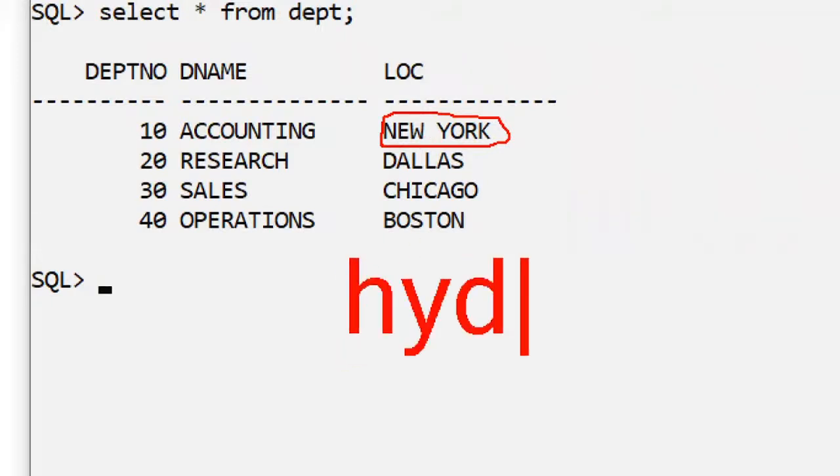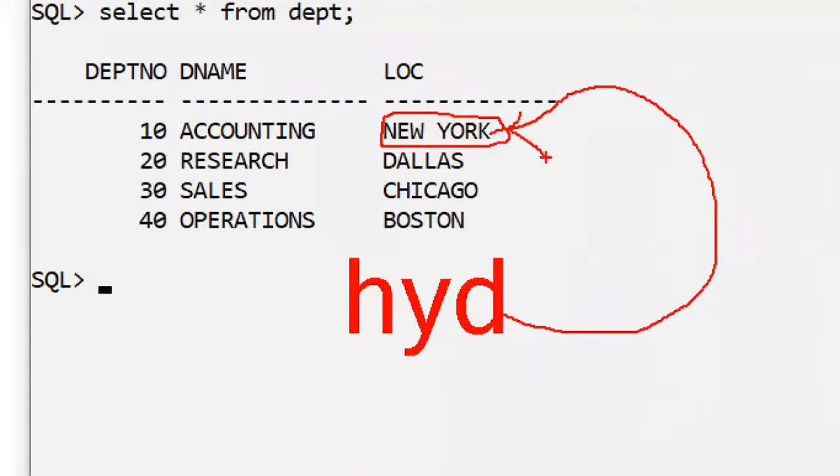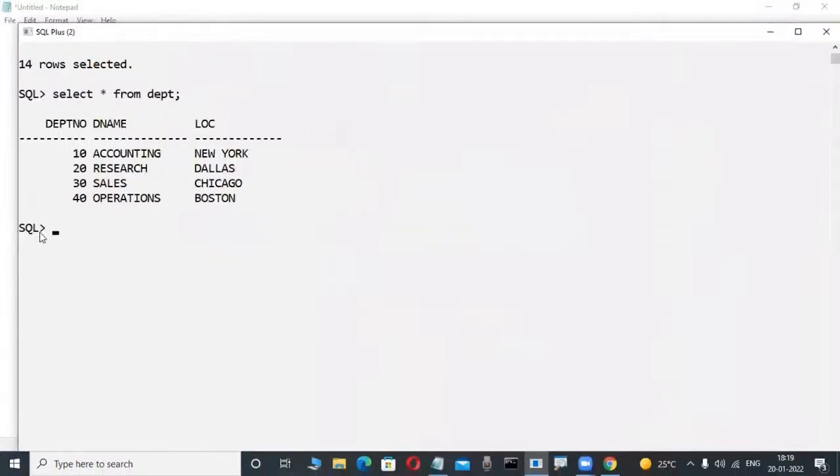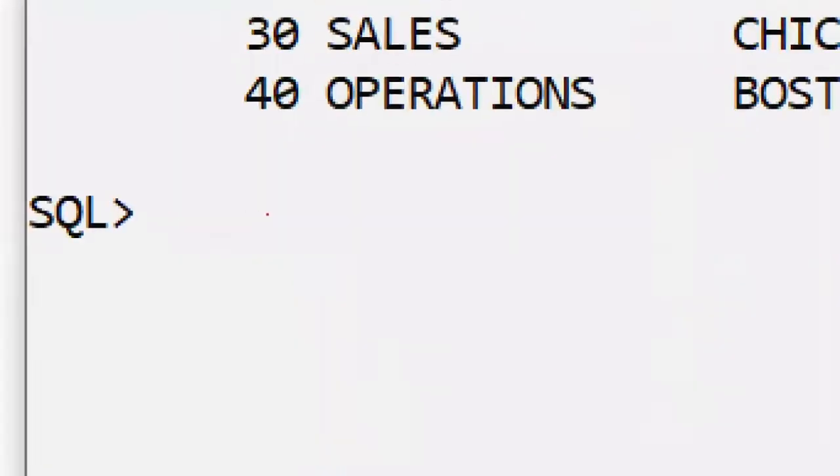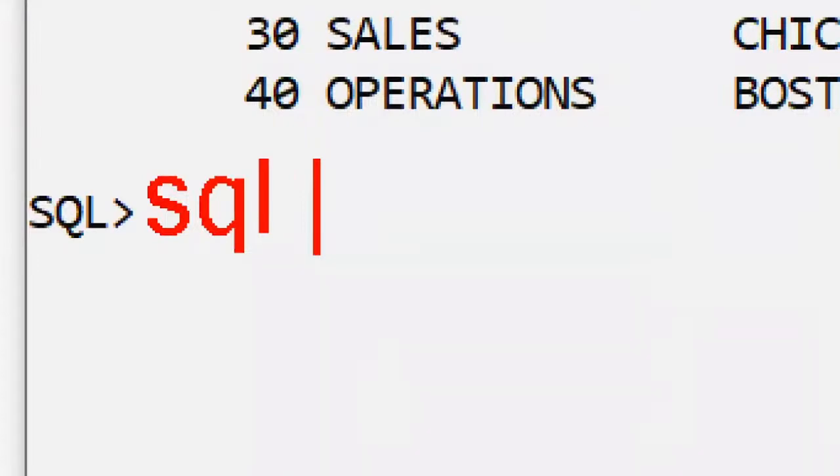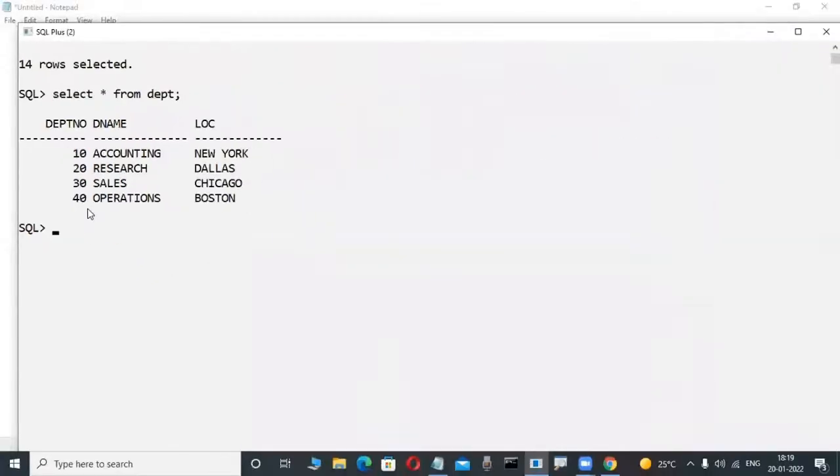For example, maybe now here. Suppose I want to change this New York location into Hyderabad as the location. I want to change it in this relational database. How can I do it? Just at the SQL prompt, we are using the SQL language. SQL language means a very easy language. How? I will tell you. Now, in the SQL language, you are typing some commands.